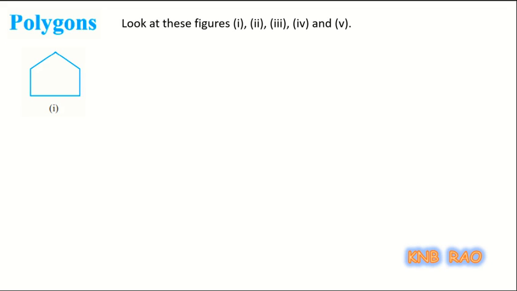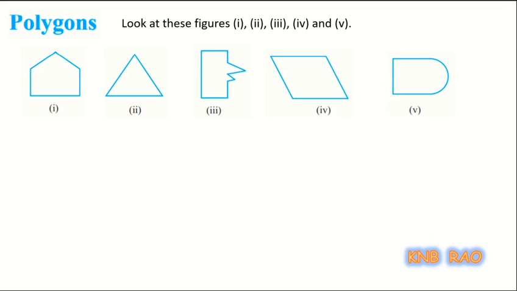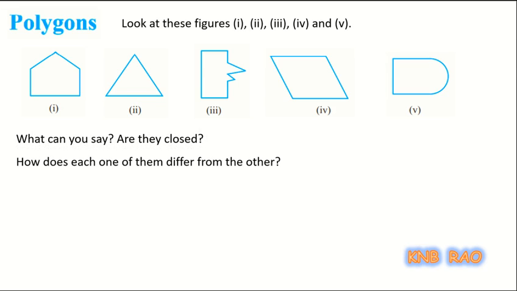Students, yesterday we have seen the meaning of a polygon, where to know what is the meaning or a definition of a polygon, I asked you to observe the following 5 figures: 1, 2, 3, 4 and 5, and I asked you what is the difference that you find amongst these 5, and I asked you, are they closed? How does each one of them differ from the other?